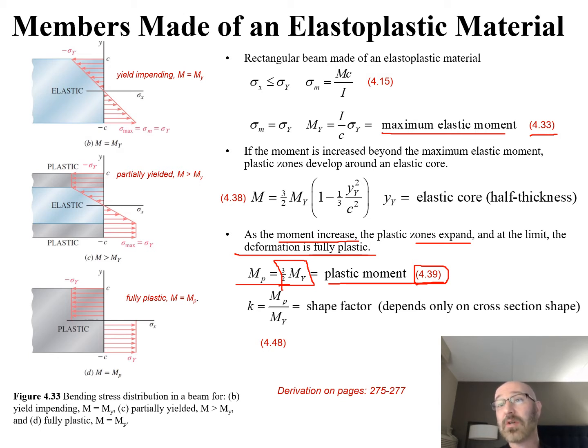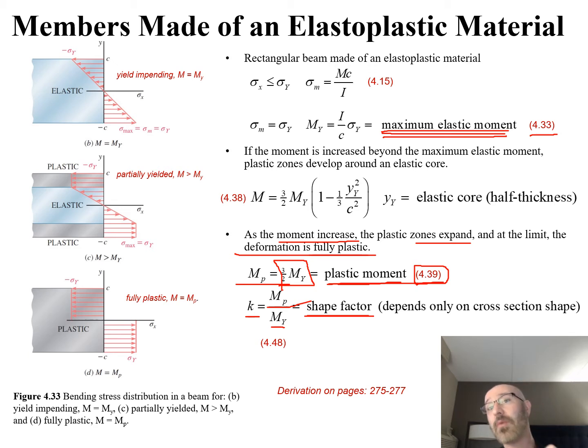Now, another thing to consider here is the ratio between the plastic moment and our maximum elastic moment. This is what we're calling our shape factor, denoted by the variable k. So k is equal to M sub p, where M sub p is the plastic moment, divided by M sub y, where M sub y is the maximum elastic moment.